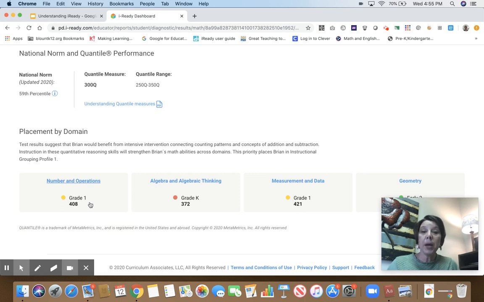These are the two domains that he's going to be working in to try to grow, to get closer to that grade level, closer to where he needs to be. This is called closing the gap. So, Brian, as he does these lessons, he's closing the gap.